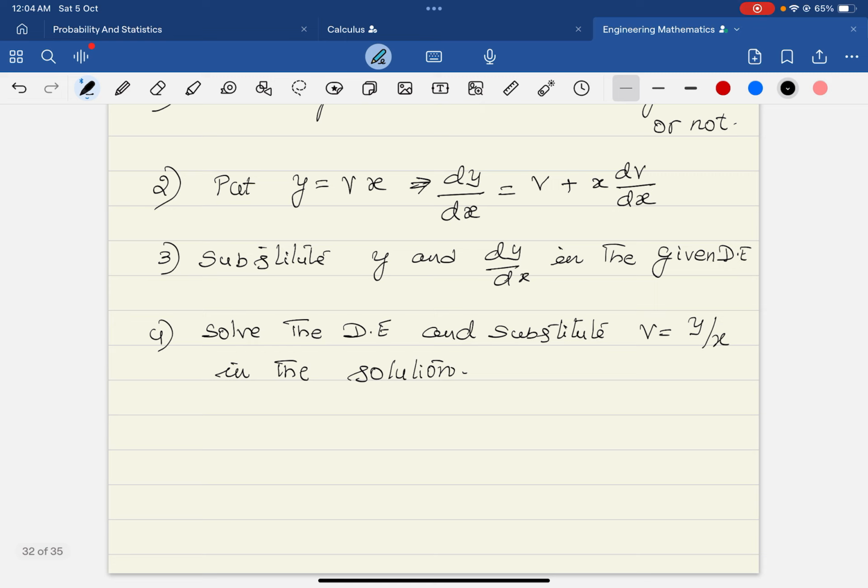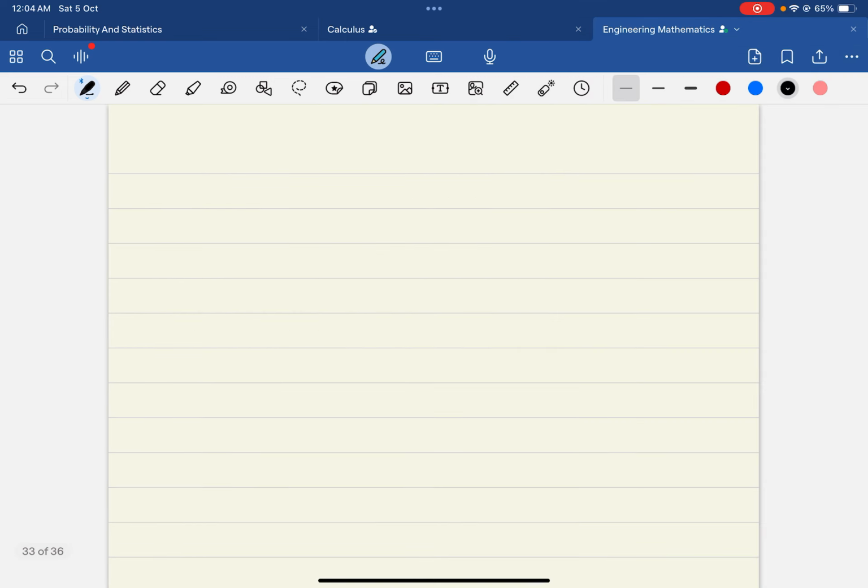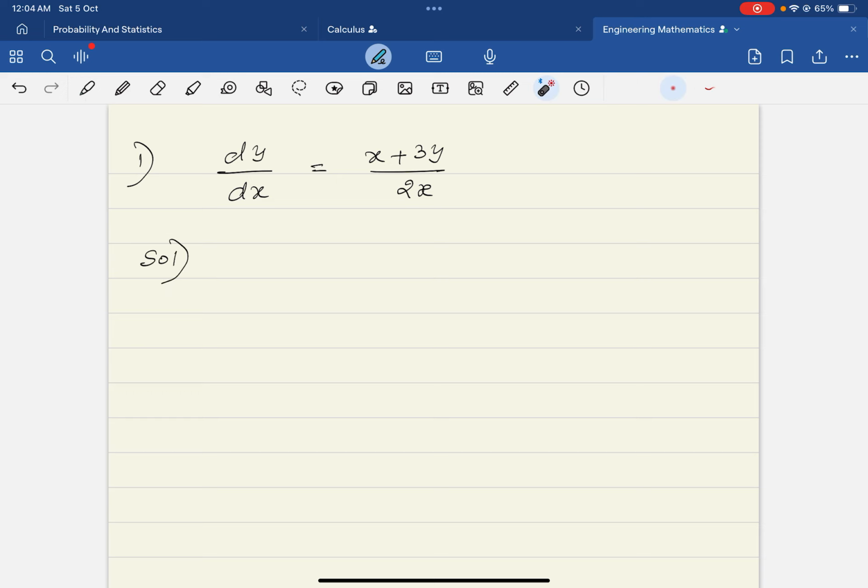So let us now see one problem to solve the homogeneous differential equation. So let us take one problem now. Find the general solution of the differential equation dy by dx is equal to x plus 3y over 2x. So first observe whether they are of the same degree or not. Yes. When you take x, the degree is 1 here, y degree is 1, and the denominator also it is 1. So we can say that it is homogeneous.